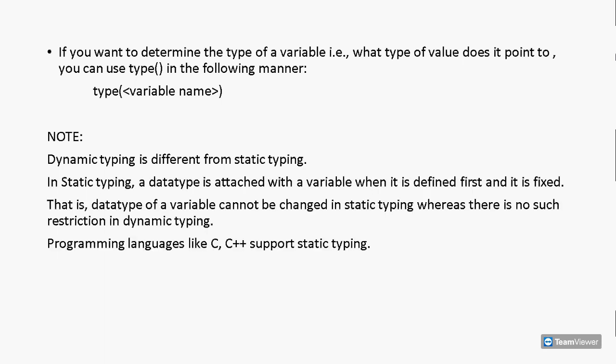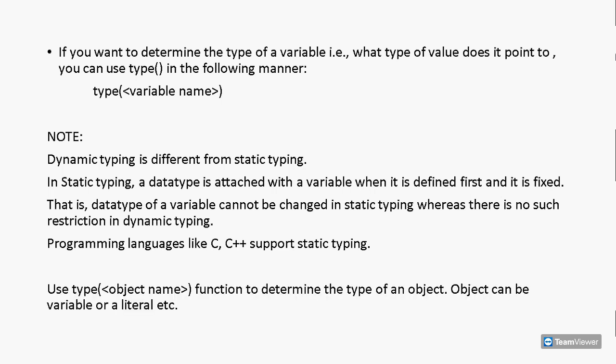Note: dynamic typing is different from static typing. In static typing, a data type is attached with the variable when it is first defined and is fixed. That is, data type of a variable cannot be changed in static typing, whereas there is no such restriction in dynamic typing. Programming languages like C, C++ support static typing. We use the type(object name) function to determine the type of an object. Object can be a variable or a literal, etc.